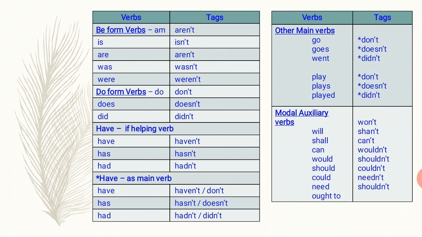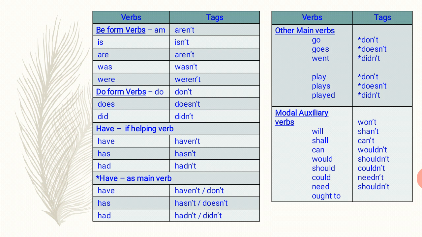And have, if it comes as a helping verb in a sentence, we have the tags haven't; has, hasn't; had, hadn't. And sometimes have functions as a main verb in a sentence. We have haven't as well as don't have; and has: hasn't, doesn't have. When functioning as a main verb only, we use don't have, doesn't have, and for had: hadn't, otherwise didn't have.